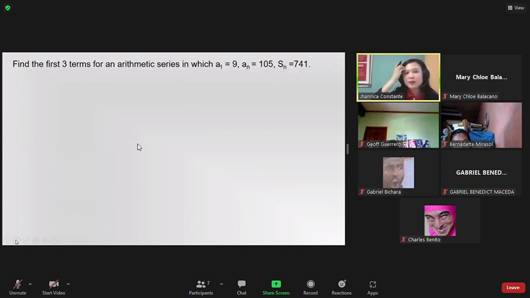So for example, we need to find the first three terms of our arithmetic series, in which the first term is equal to 9 and the nth term is equal to 105, and the sum of the sequence is 741. So what we're solving here is the first three terms, since the sum is already given.